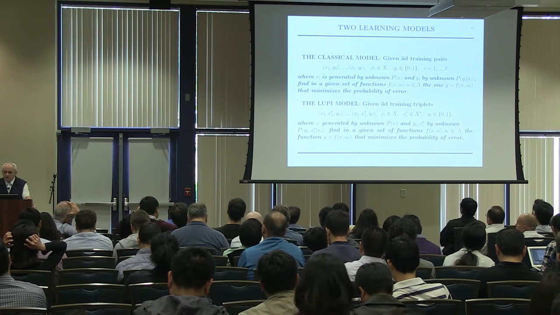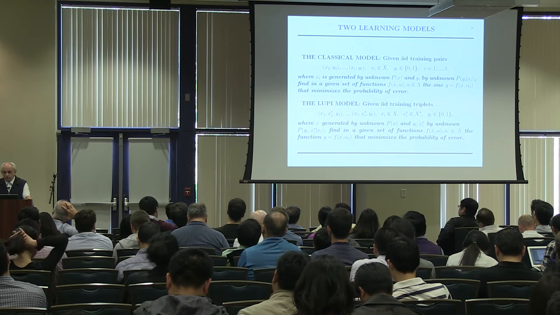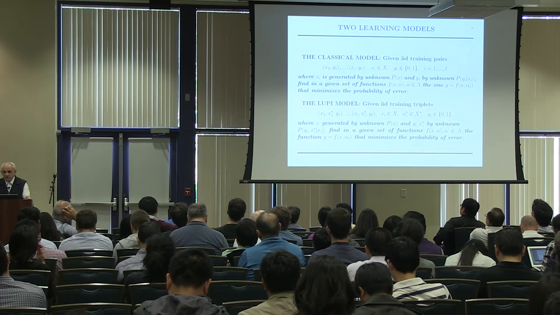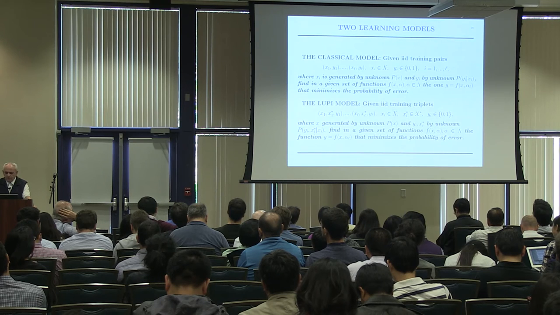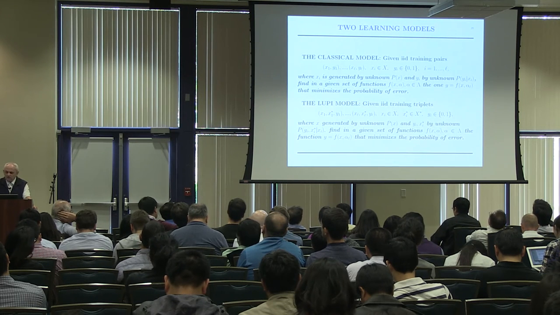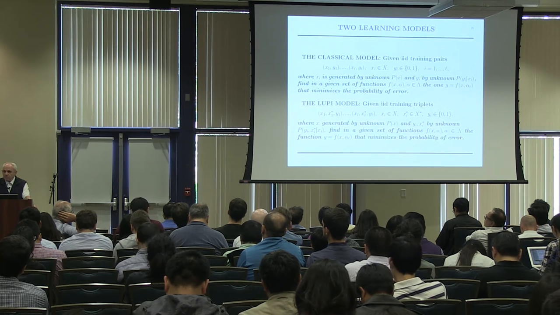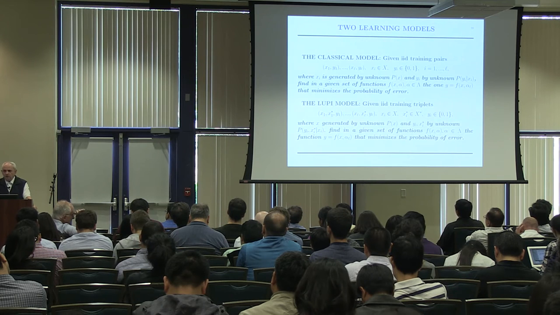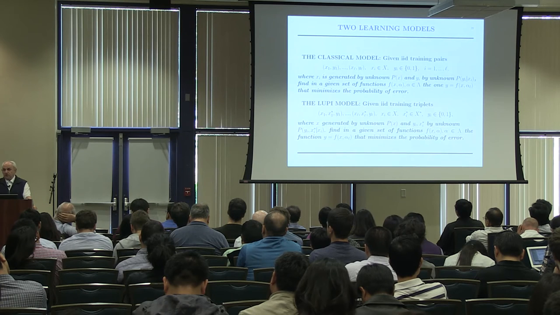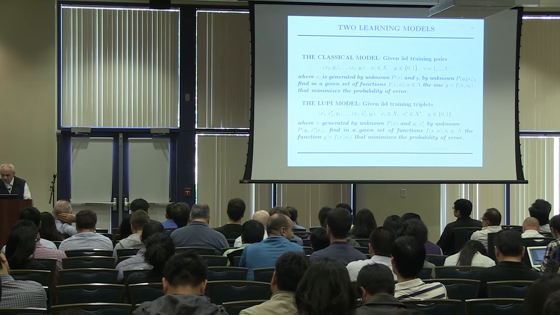But I would like to introduce a new one. I have a triple: X, X star, which you can think of as an explanation of example X, and also Y. Y is again the first or second class. I also would like to find, in the same set of infinite number of functions as in the classical setting, the one which minimizes the probability of error. So it is the same setting as the classical one, but I have extra information. And I hope that because I have extra information, I can do it faster, or I can choose not from a big number of functions, but from a huge number of functions. I can do something better because I have extra information. How does it work?